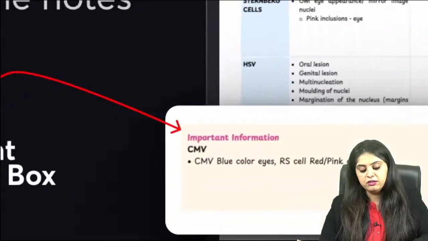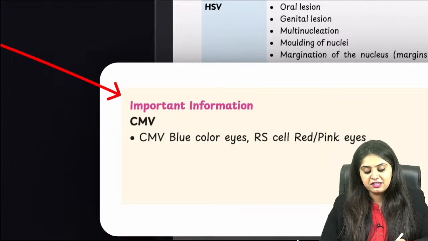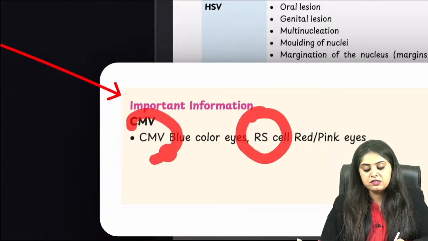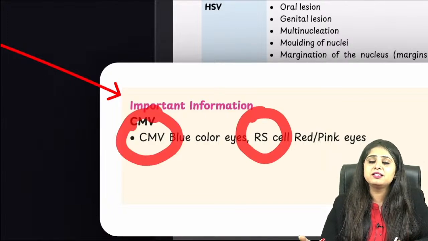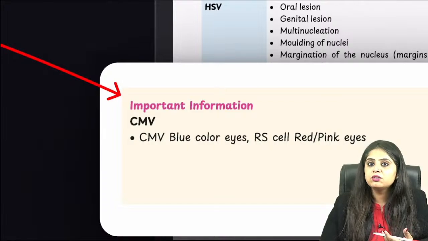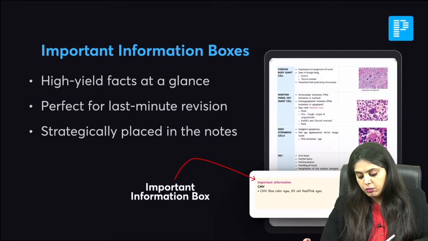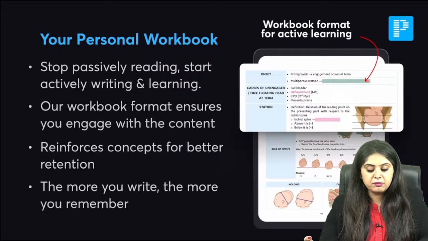Similarly, for example, no session is complete without the owl eye appearance. Owl eye appearance is seen in Reed-Sternberg cell and cytomegalovirus, and that is a question which comes in every exam, so that has been made a separate important information box, so that even if you're just scanning through pages on the last day, you don't miss out on these important boxes. Let's move forward to what this workbook concept is that has come up.